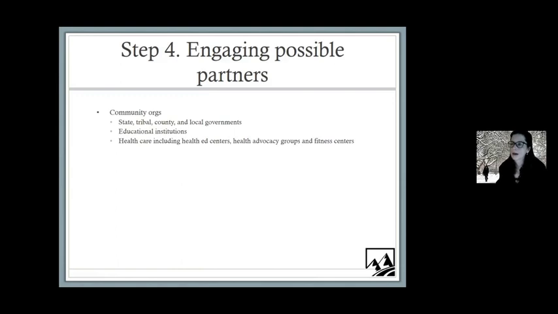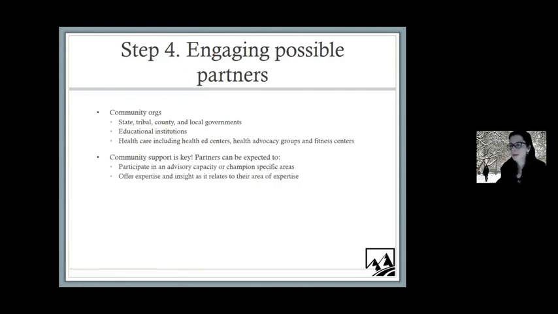Also, healthcare, obviously, like health education centers, health advocacy groups, and fitness centers. And having community support, I think it goes without saying, is absolutely essential. We can rely on our partners in the community, if they buy in to the work. They can serve in an advisory capacity or champion specific areas to the people that they influence. They offer expertise and insight.